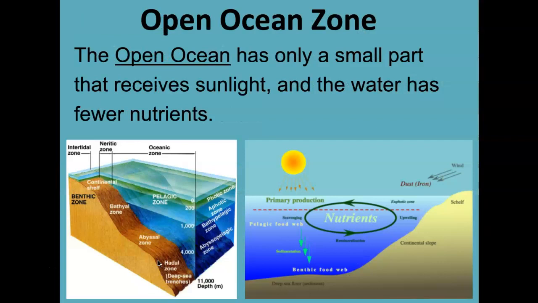So our open ocean zone is next. This goes down to our deep zone at the very bottom of the ocean. The open ocean zone is only going to have a small part at the surface that receives sunlight, and that's sometimes referred to as the photic zone because photo means light. So you're just going to have sunlight up here at the top of the surface, and so the surface zone is going to have lots of nutrients. However, further down, you're not going to have as many nutrients because you don't have all that photosynthesis taking place.